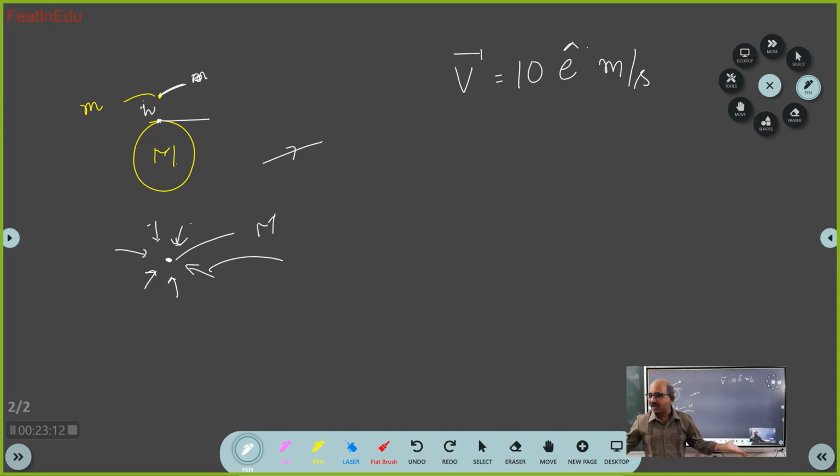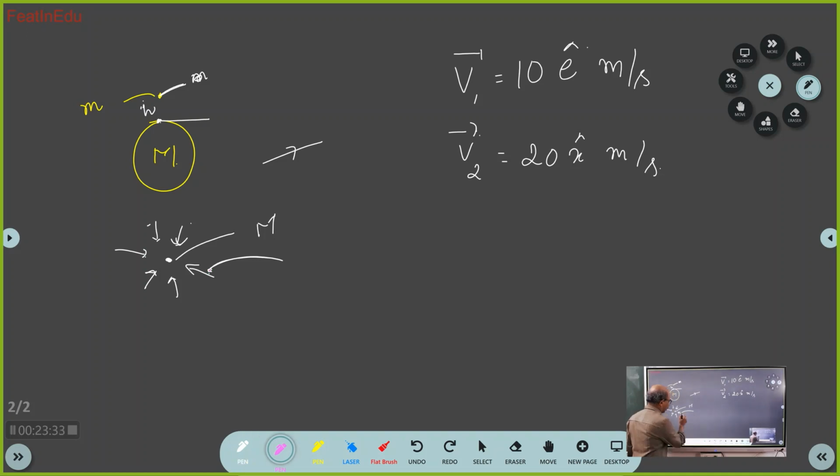Take some arbitrary direction x. Another car is moving at 20 meters per second in the arbitrary direction x cap. I suppose you understood? This is the vector notation. Now I will give a name to this vector. I have to give some name to the vector.